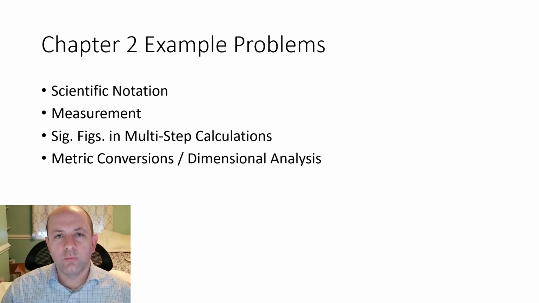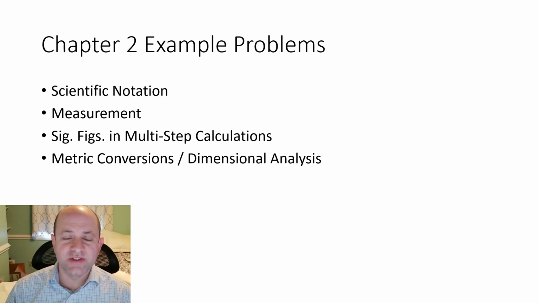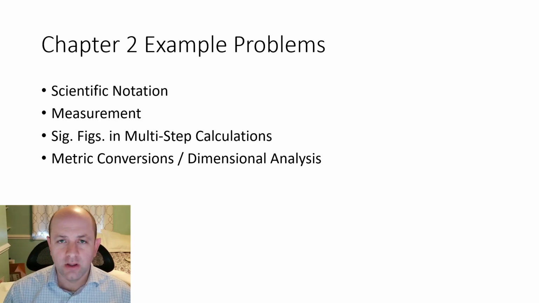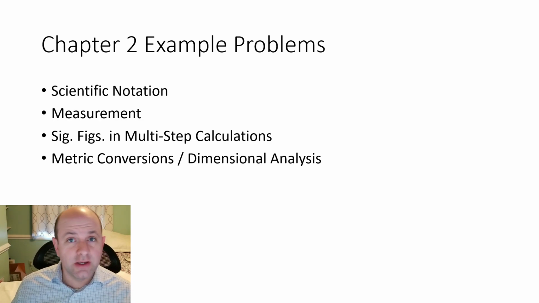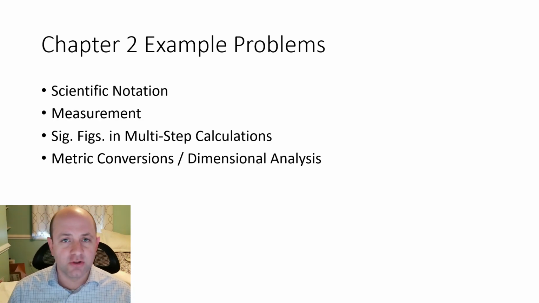Howdy everyone, and welcome to this video going over some example problems from Chapter 2. This will be the first chapter that you have a homework set for Chem 101, and I think it's useful to have some practice about the different types of mathematical problems we'll be doing throughout the course. So in this video, we'll be looking at scientific notation, measurement, some sig figs problems, and some metric conversions.